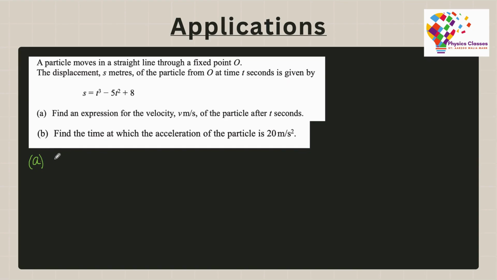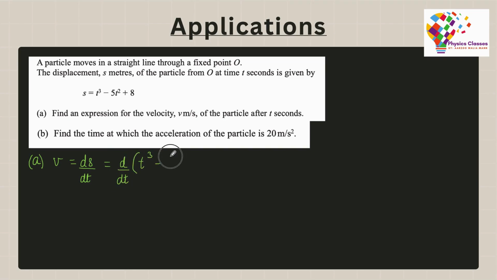This is the A part. Now in the A part we just need to find out the velocity expression. To find the velocity expression, I have to differentiate the displacement expression with respect to time. Why am I differentiating? I am differentiating because you can see that your displacement is a function of time. It will change with respect to time. Therefore, I have to do ds by dt.